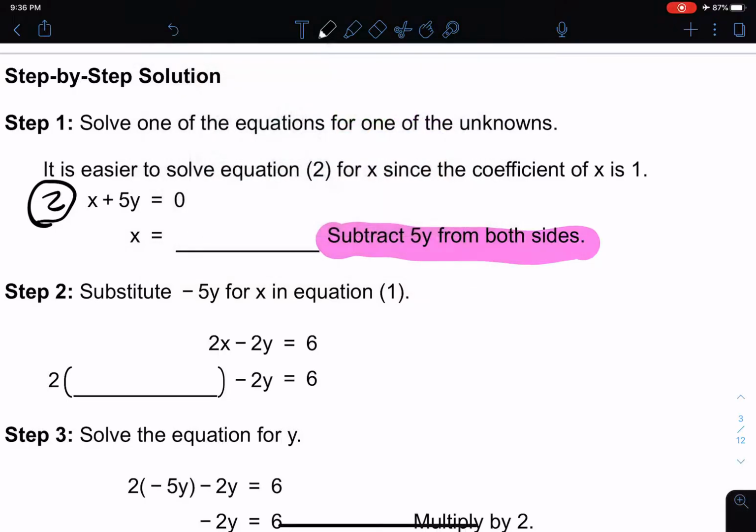If I subtract 5y from both sides, I'm going to get x equals -5y. Okay, so once I get that, x equals negative 5y, now the next step is to substitute.